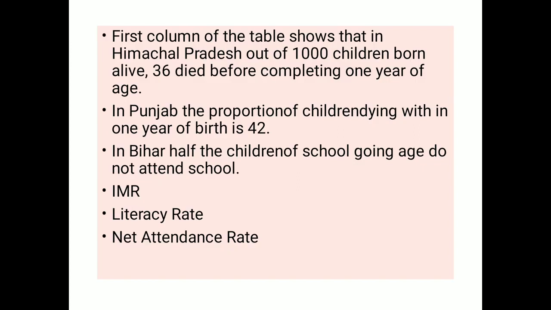And in Punjab, the number of children dying within 1 year of birth is 42. Compared to Himachal Pradesh, Punjab is more. In Bihar, half of the children of school going age do not attend school at all. So they are not at all concentrating on the studies of the children. When we take the scenarios of the three states, there are three different scenarios. In one state, the deaths are somewhat less. In another state, deaths are more. In the other state, the children are not going to school at all.